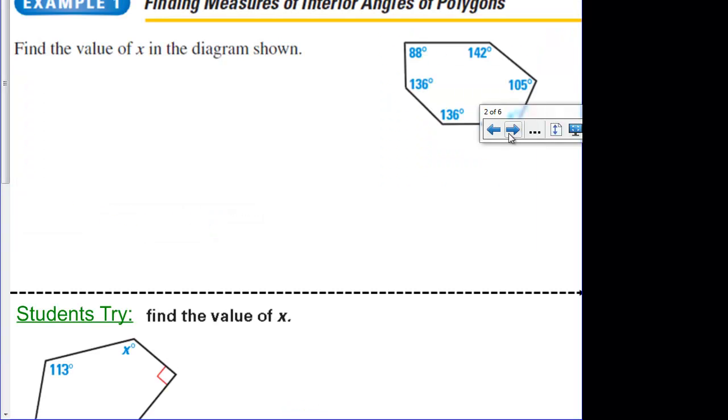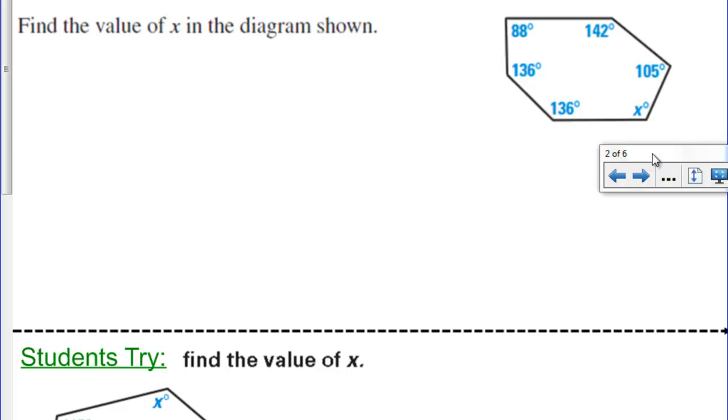So example 1, find the value of x in the diagram shown. So we have to figure out first what's the sum of the interior angles. So how many sides do we have? What is my n? Well, 1, 2, 3, 4, 5, 6. I have 6 sides. So n is 6.